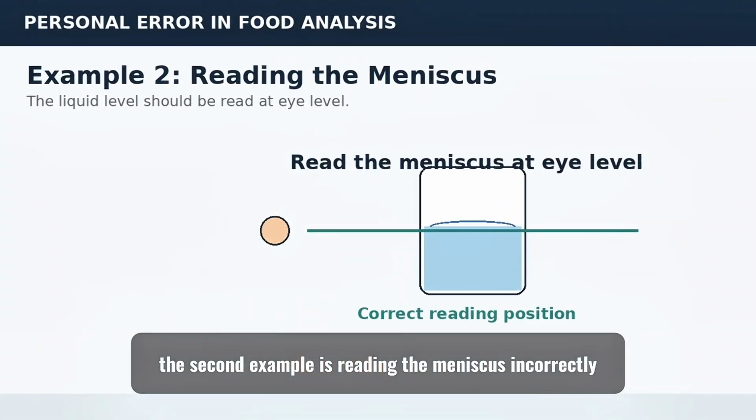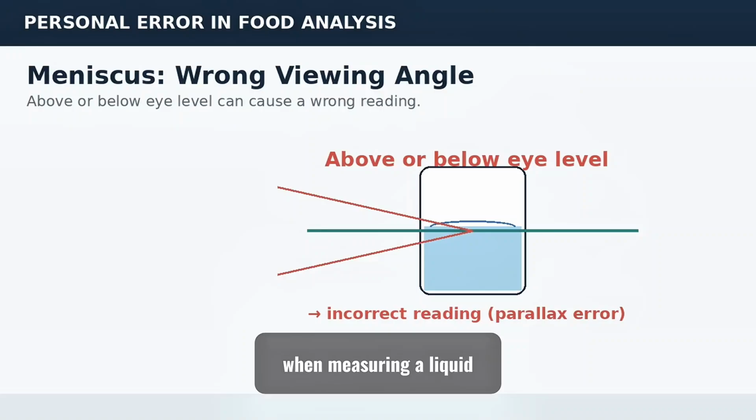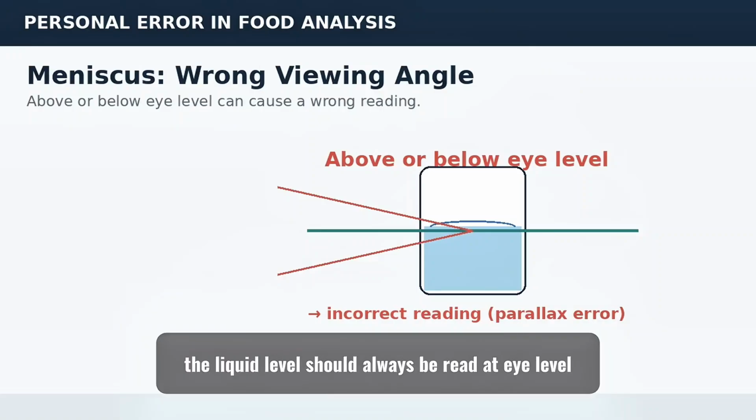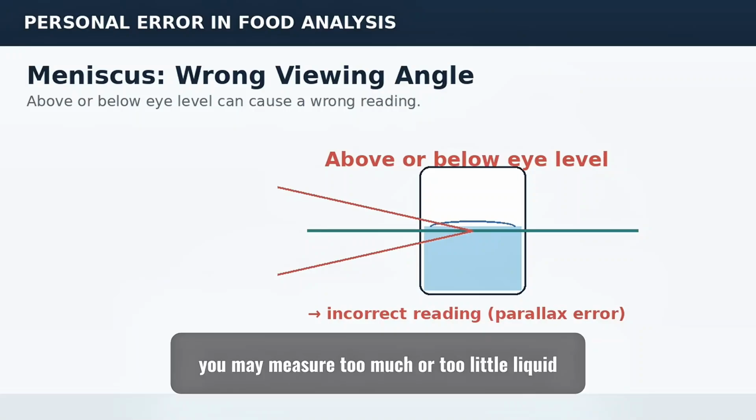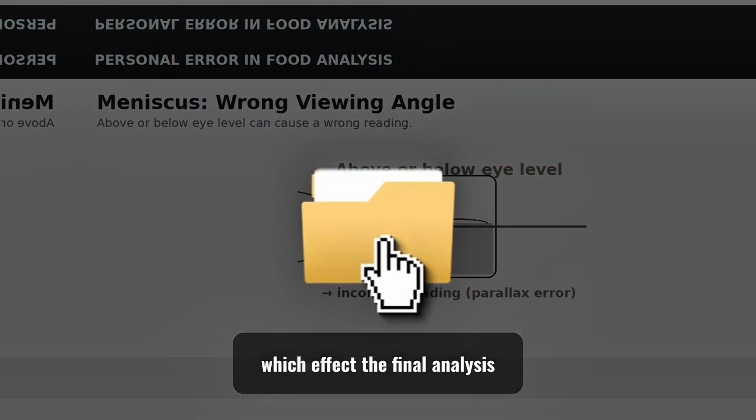The second example is reading the meniscus incorrectly. When measuring a liquid, the liquid level should always be read at eye level. If you read it from above or below, you may measure too much or too little liquid. As a result, the concentration of the solution will be wrong, which affects the final analysis.